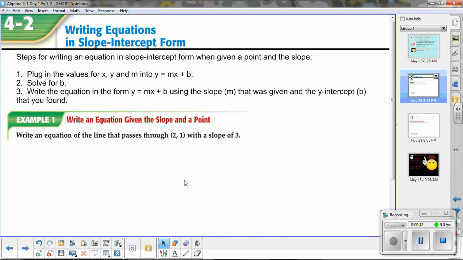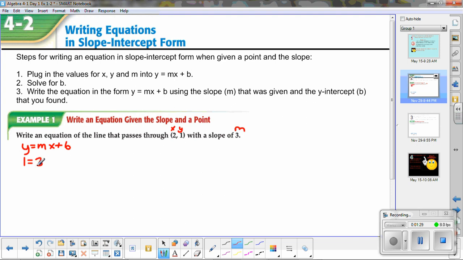Example 1 says write an equation of the line that passes through 2, 1 with a slope of 3. So the first thing I always start out by doing is just writing the slope-intercept form of an equation. Y equals mx plus b. Now remember, in an ordered pair, the first one is x, the second one is y, and the slope is m. So I'm going to replace y with a 1, and I'm going to replace m with a 3.